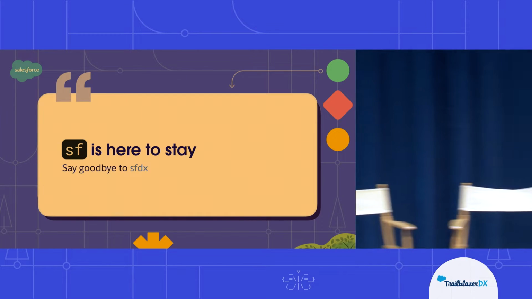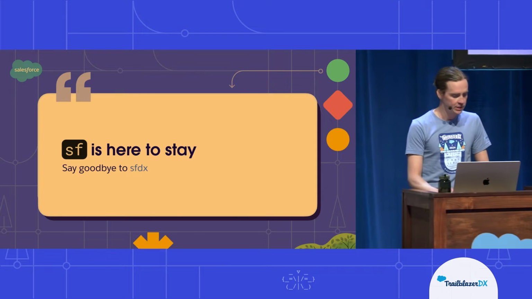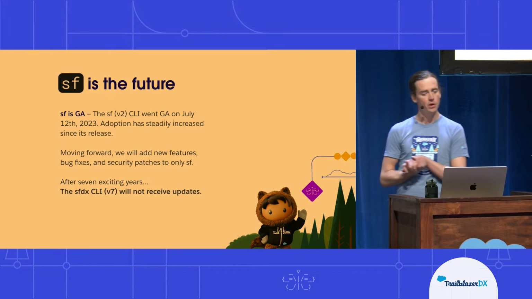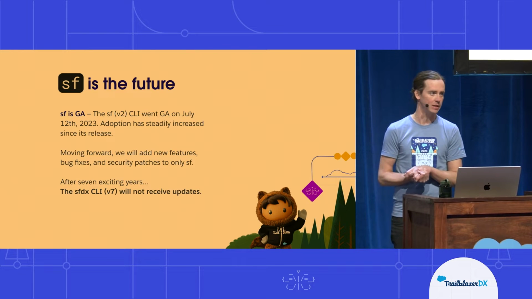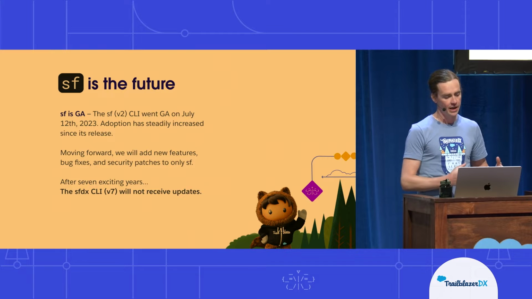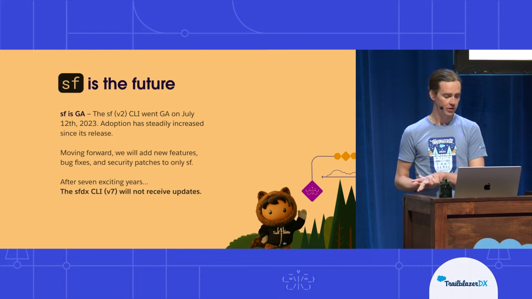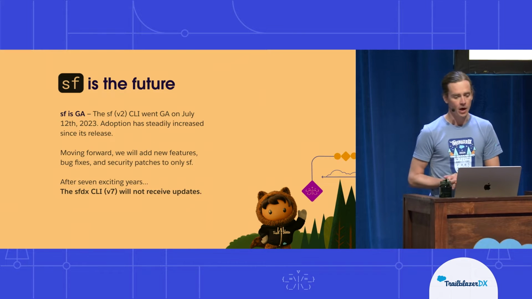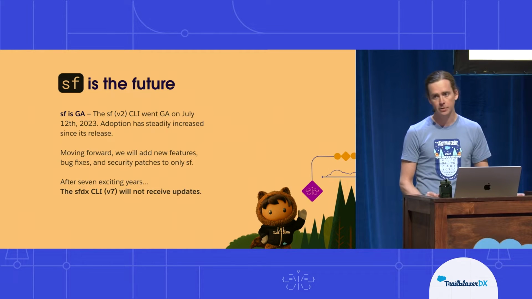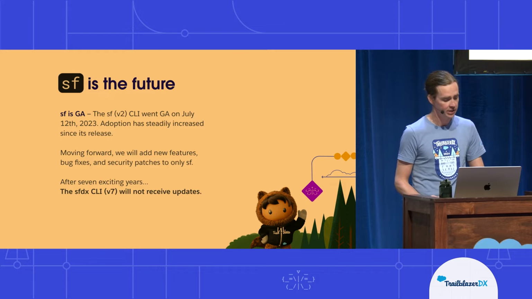Yeah, thanks, Willie. So first off, I'm going to talk about the transition from SFDX to SF. As many of you know, for the past 2 years, the CLI team has been working hard at revamping the SFDX CLI into what is now known as SF, specifically version 2. SFv2 went GA on July 12th of last year, and adoption of it has steadily increased ever since. It's gone really, really well.